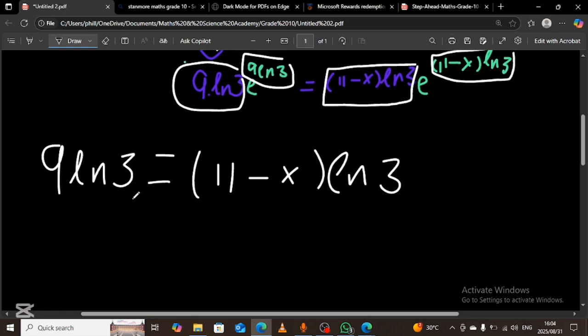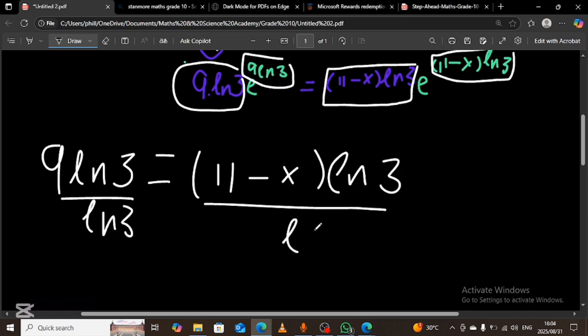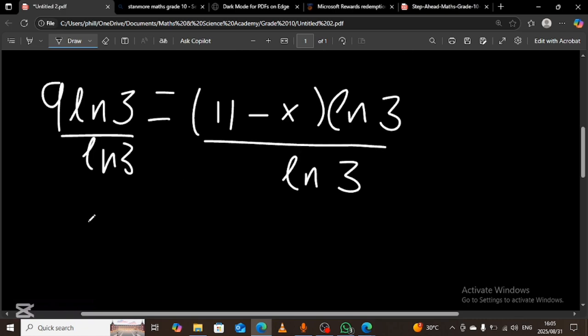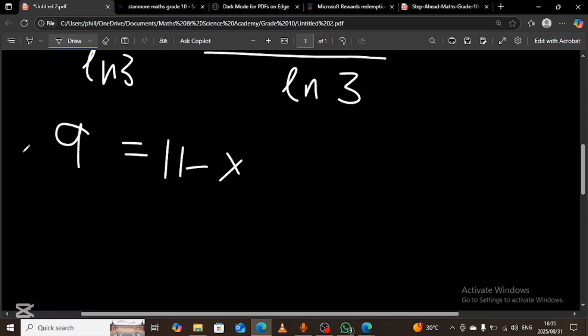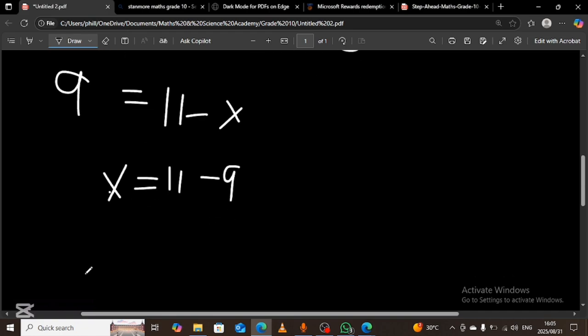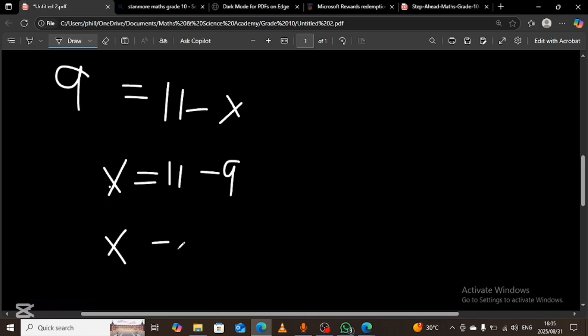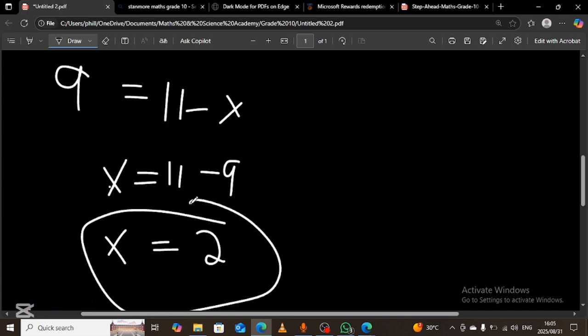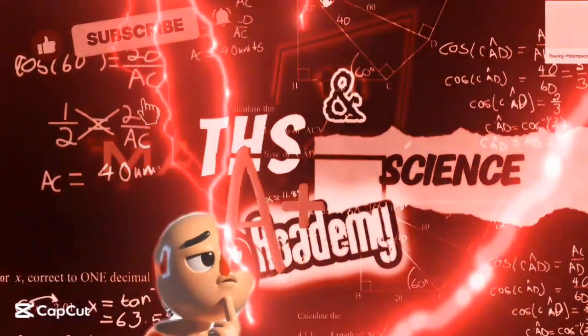So I'm going to divide both sides by ln 3. And then the lns cancel. We'll be remaining with 9 equals 11 minus x. So we can just solve for x. Take the x to the left and the 9 to the right hand side. Remember, if you take x to the left hand side, it becomes positive, and 9 to the right hand side, it becomes negative, giving us x equals 11 minus 9. Therefore, x will be equal to 2.